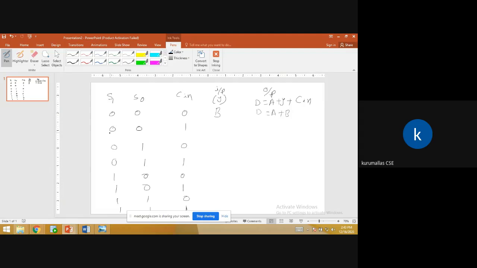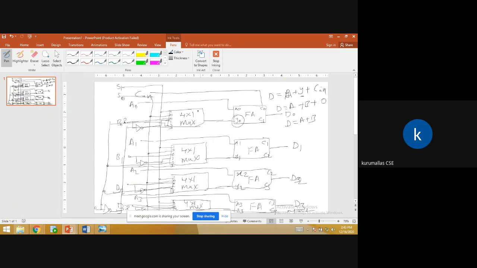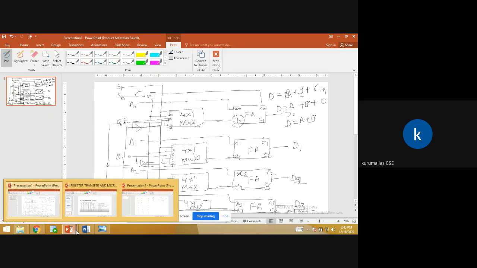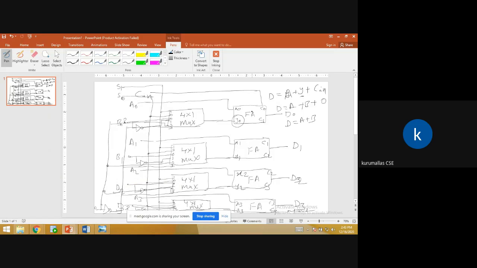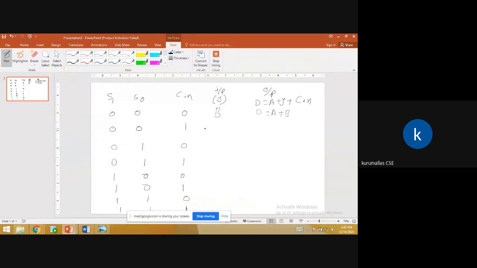Again we are giving 0 0. If you observe 0 0, this is very very important. Again we are sending 0 0 to this multiplexer. Now what is C in? 1 we are taking. Carry is 1. How to write this one? We are sending 0 0, and carry is 1.